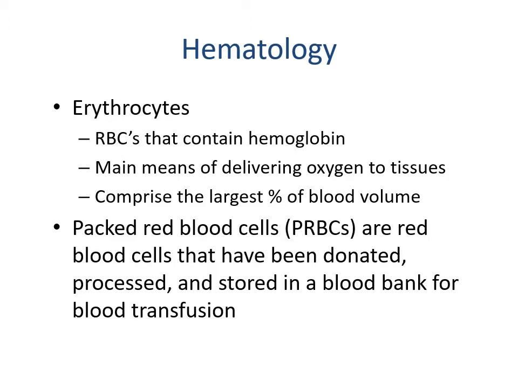So remember, our red blood cells, or erythrocytes, contain hemoglobin. This is our main means of delivering oxygen to the tissues and comprises the largest percentage of blood volume. Now, what you'll typically see in the hospital setting, especially for the treatment of certain types of anemia, is packed red blood cells, which are red blood cells that have been donated, processed, and stored in a blood bank for transfusion. And so again, this is what you'll see when you go to the One Blood truck, after they've been processed, of course. But when you see them, they're much smaller in volume than you realize.